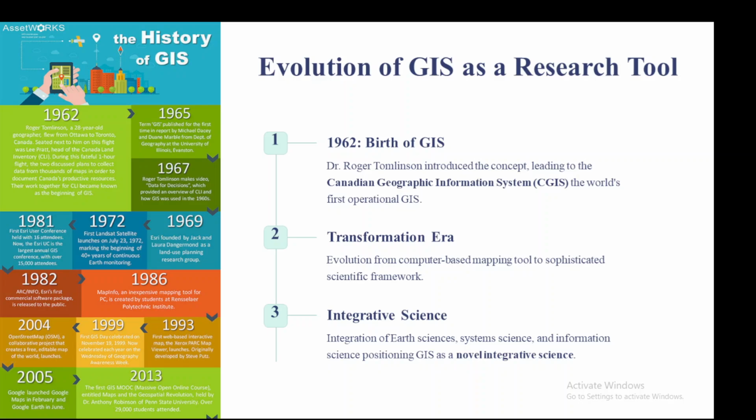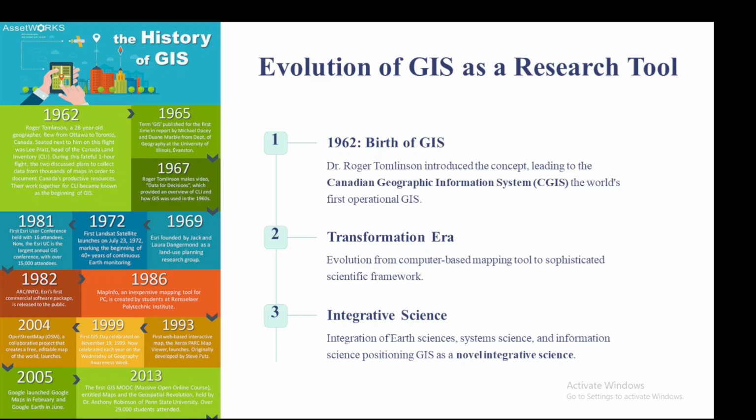Now imagine what that might have meant back then. Instead of working with piles of paper maps, Dr. Tomlinson and his team were feeding data about land use, soils, and vegetation into computers and using those computers to create digital maps and analysis. That was revolutionary for its time. It laid the groundwork for every modern GIS system that follows.